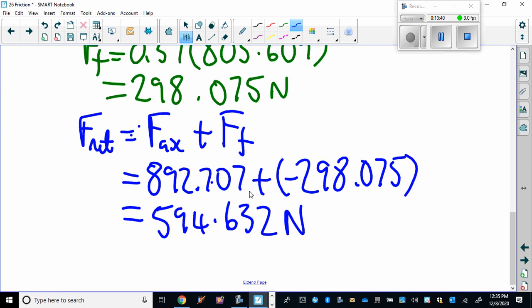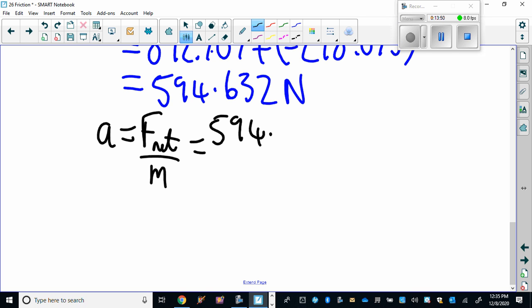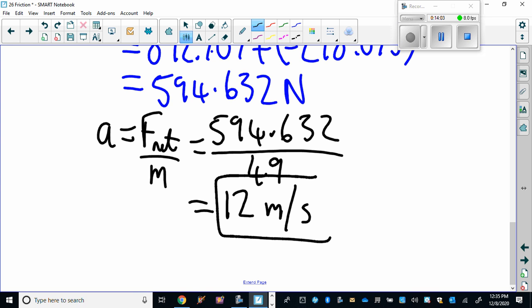And then finally, the last step. Now that we've got the net force, all that work for the net force, we will use it to find the acceleration. Acceleration equals the net force divided by the mass. 594.632 divided by the mass, 49, giving us an acceleration of 12 meters per second per second. All that work for 12.